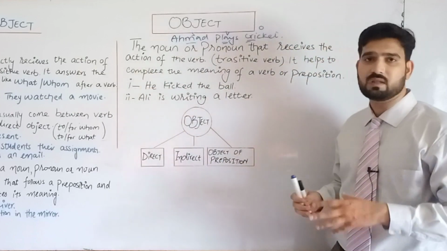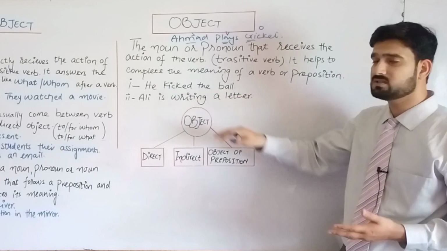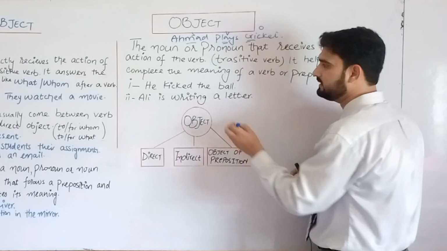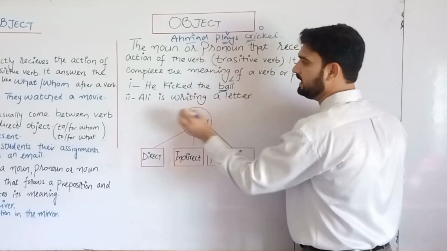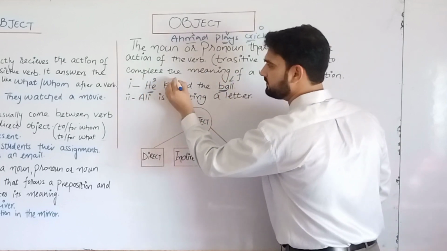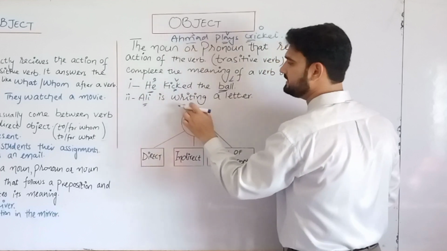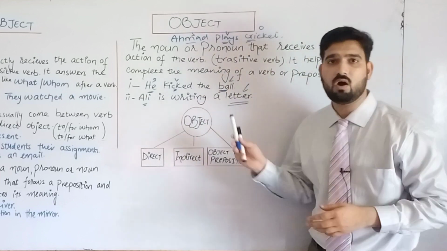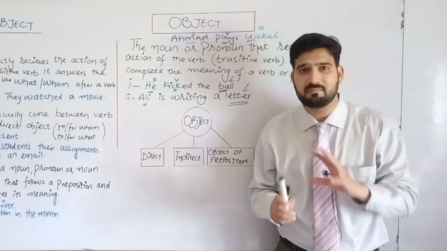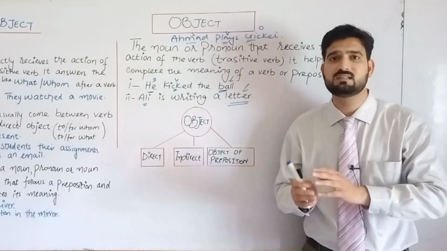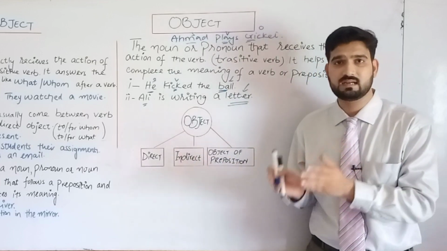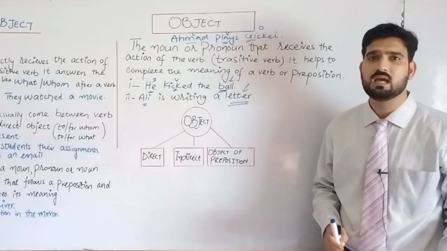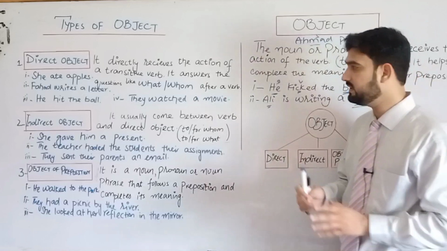It can be of different types based on its structure. For example, he kicked the ball. Here the ball is an object, he is a subject, kicked is a verb. Ali is a subject, is writing. What is he writing? Writing a letter. So the object is letter here. Primarily we divide the object into three categories: direct object, indirect object, and object of preposition. Things are very easy, so let's move forward to our next slide.